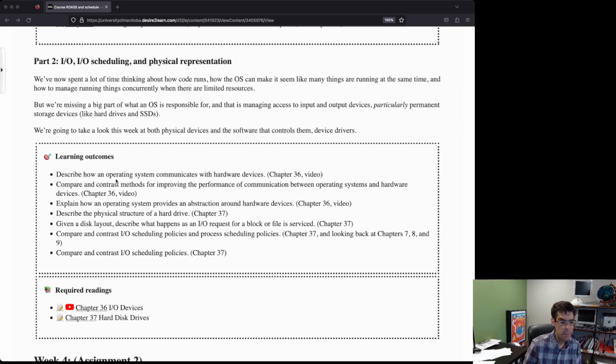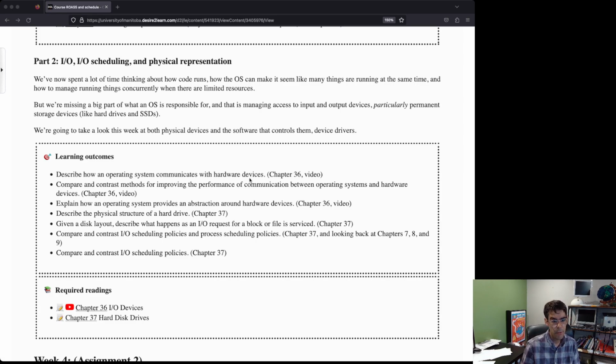Describe how an operating system communicates with hardware devices. This is chapter 36 in the video, and this is really about hardware drivers. How does an operating system abstract the idea of a hardware device so that when we write a program, we don't really have to think much about what the keyboard actually looks like? I'm recording this right now with OBS. OBS doesn't have to know anything about how all different kinds of webcams work. It just has to know how this operating system implements a webcam.